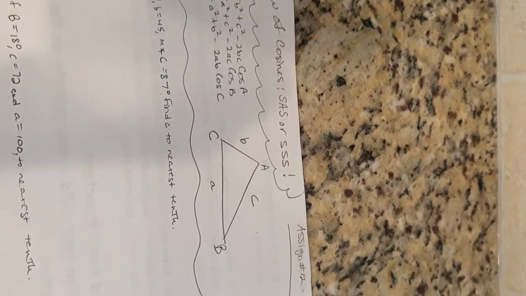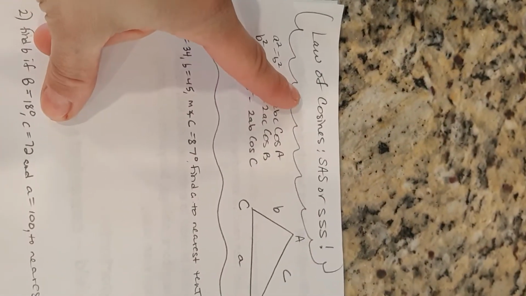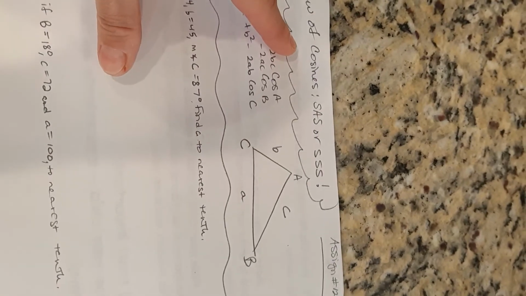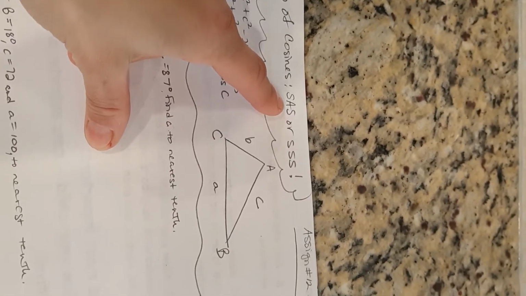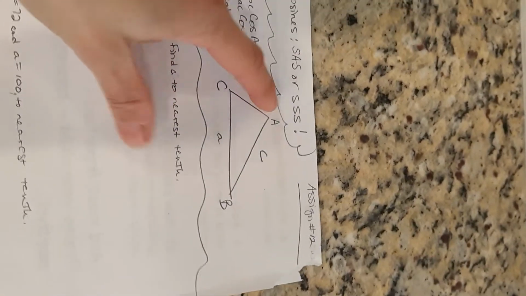So when you don't have a right triangle, that's when you use the law of cosines: when the given information and the missing piece, whether that be the side or the angle, creates the pattern side, angle, side, or side, side, side. So these are the formulas.